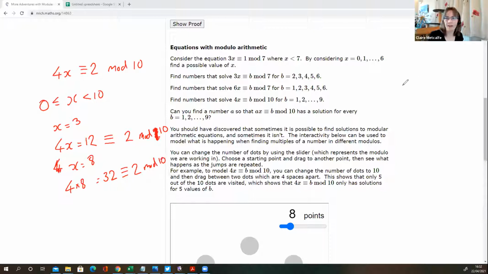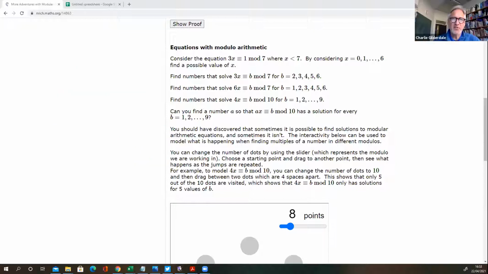Okay, let's find another equation. How about 6x equals 4? Okay, 6x equals 4. And let's carry on working in mod 10. Okay, so have a think about that one, and in the chat, suggest what x might be. And again, I think there are two solutions, aren't there, Claire? I think so.